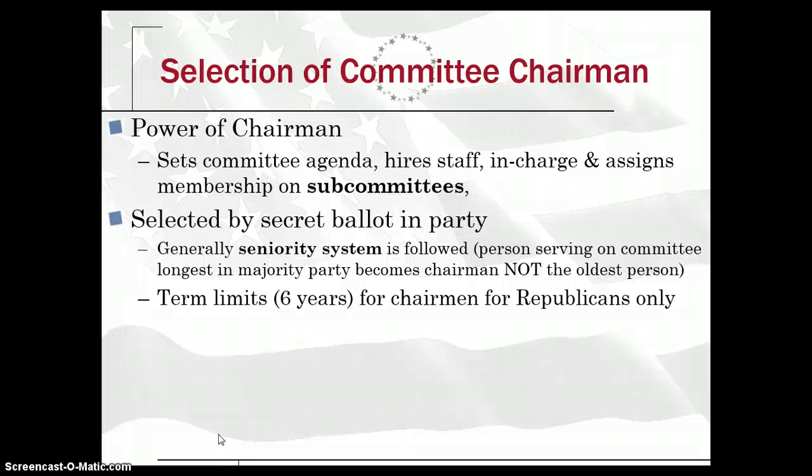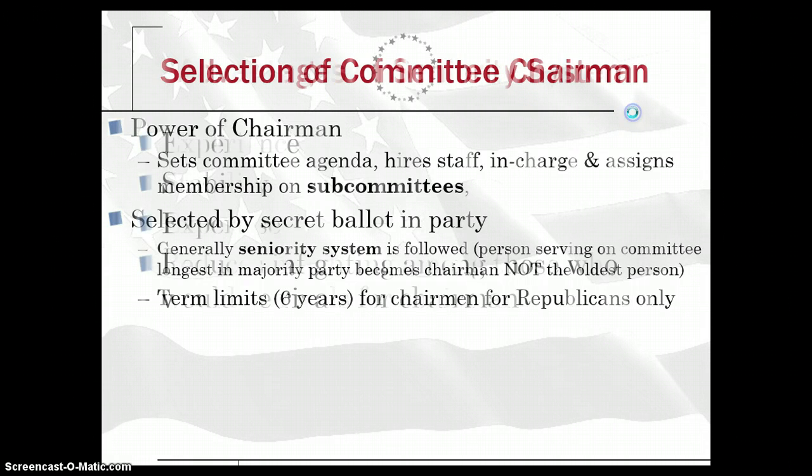In order to become the chairperson of your committee, generally the seniority system is used. Again, they are selected in secret ballot, but it's typically the person serving on the committee the longest within the majority party who becomes the chairperson. It's not the oldest person, so don't think of senior in terms of age. Think about it in terms of experience. There are term limits for chairpersons in the Republican Party. Those do not exist for the Democratic Party.